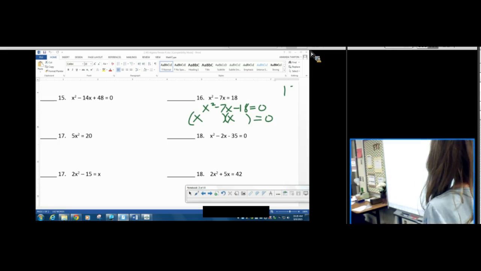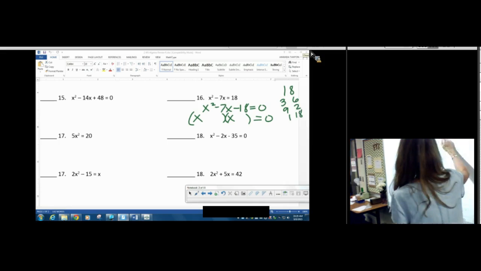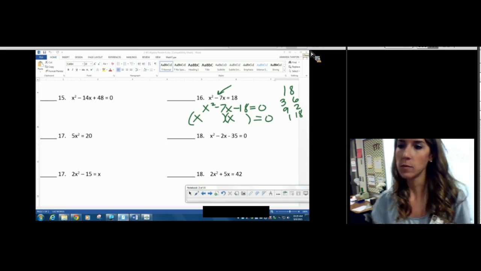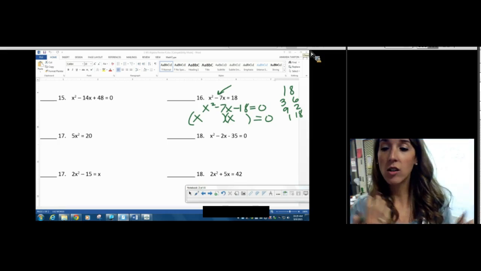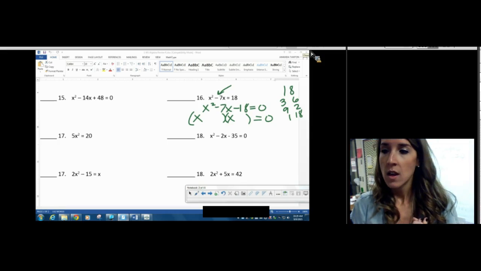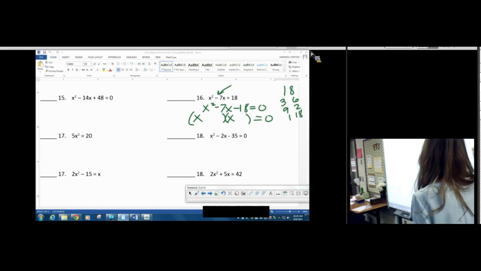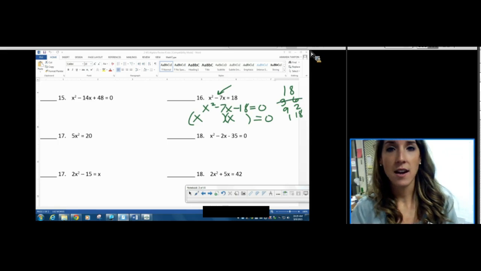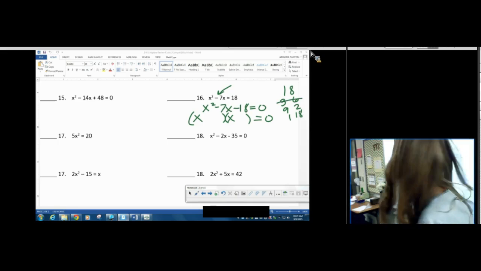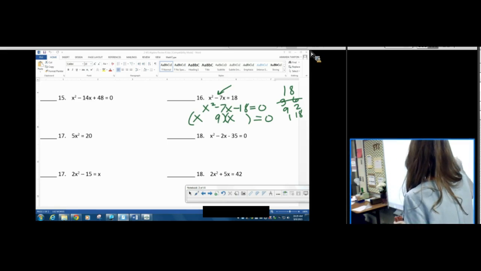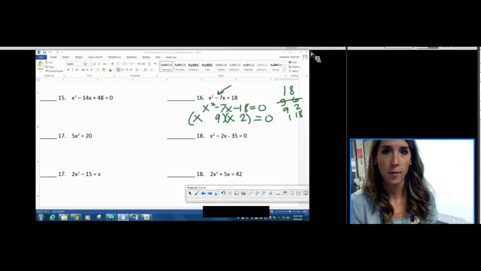Then we're going to brainstorm things that multiply to get 18. 3 and 6, 9 and 2, 1 and 18. We know that our goal is to make a -7. Our goal is to make a 7. And so which combos could you use and make a 7? Can I make a 7 out of a 3 and a 6? Could I make a 7 out of a 9 and a 2? Ding, ding, ding. You don't care about the sign yet. Just throw the 9 and the 2 in there.